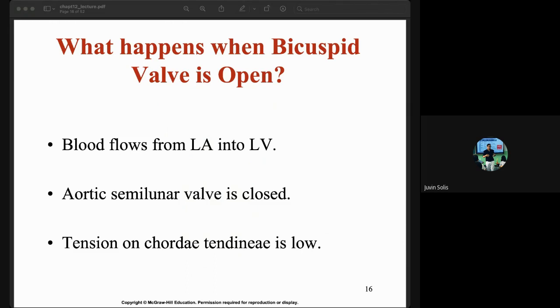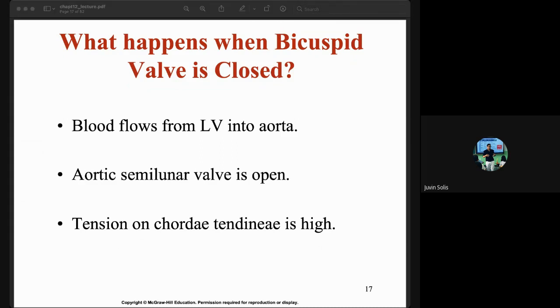So let's go here. What happens when the bicuspid valve is open? Kapag naka-open yung bicuspid natin, the blood flows from your left atrium into your left ventricle. Your aortic semilunar valve will close. Now the tension on the chordae tendineae will be low.